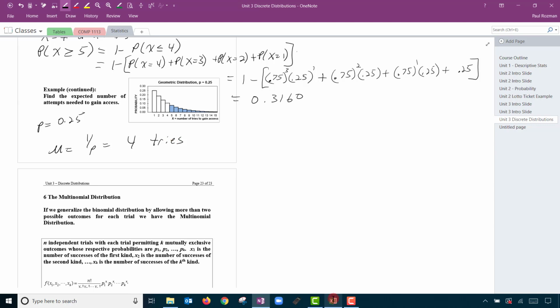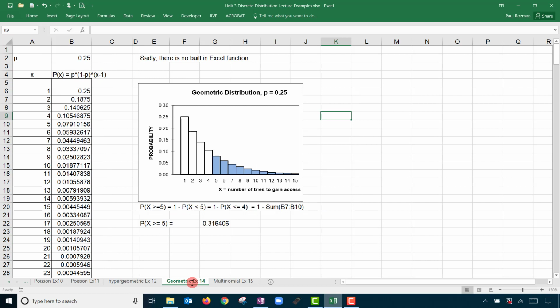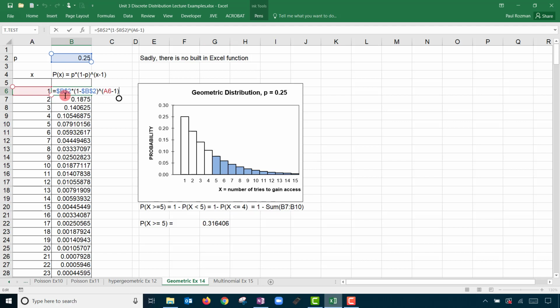If you're interested in this in Excel, I don't think there's a function for the geometric distribution, but you can just make your own. You know, it's p times 1 minus p raised to the x minus 1. So I just made my own custom formula there. It's the probability, which I have in B2, times the probability of failing, which is 1 minus B2. And then I raise it to whatever x is, but I have to subtract 1. And then just copy that formula down. You can see the plot here. It's very skewed.